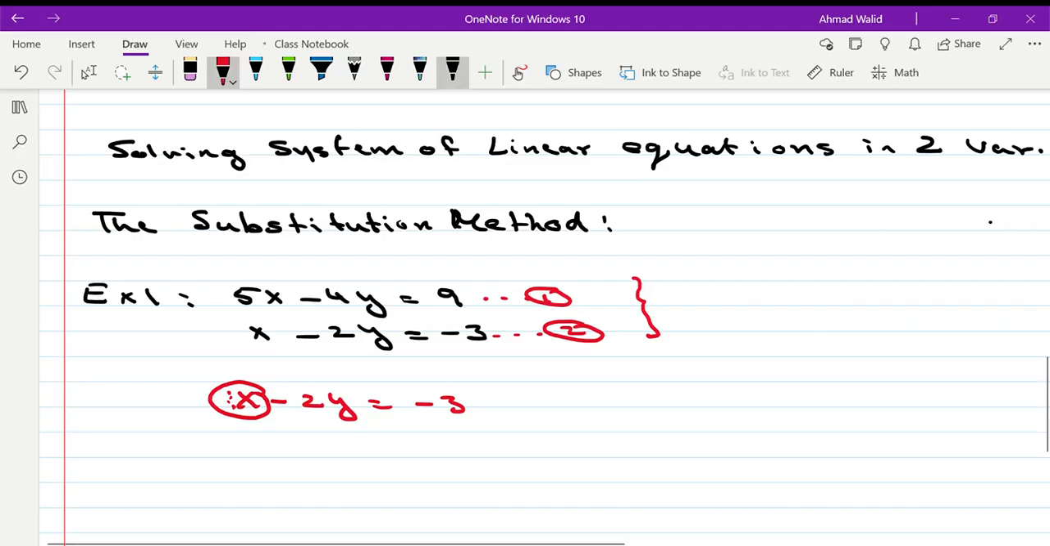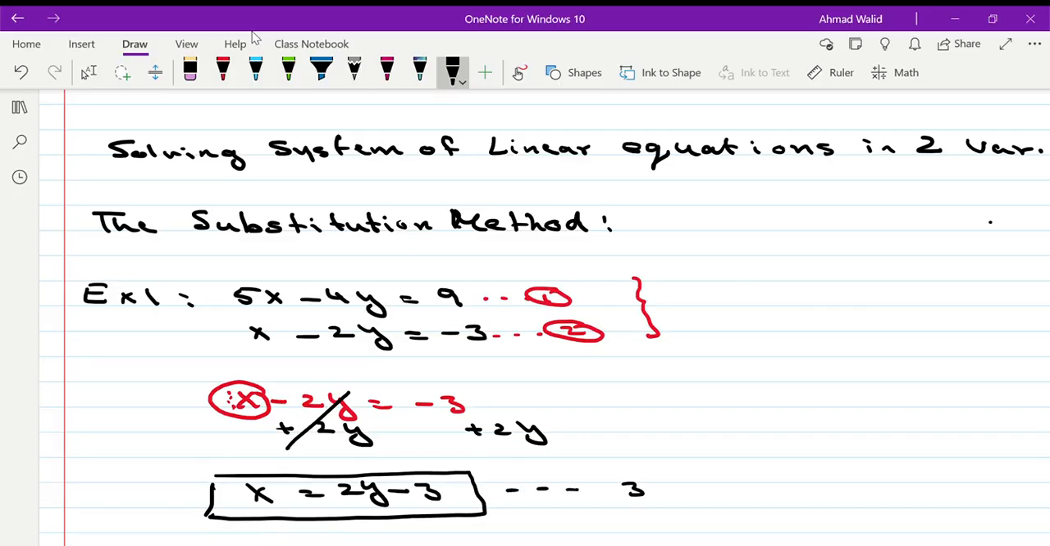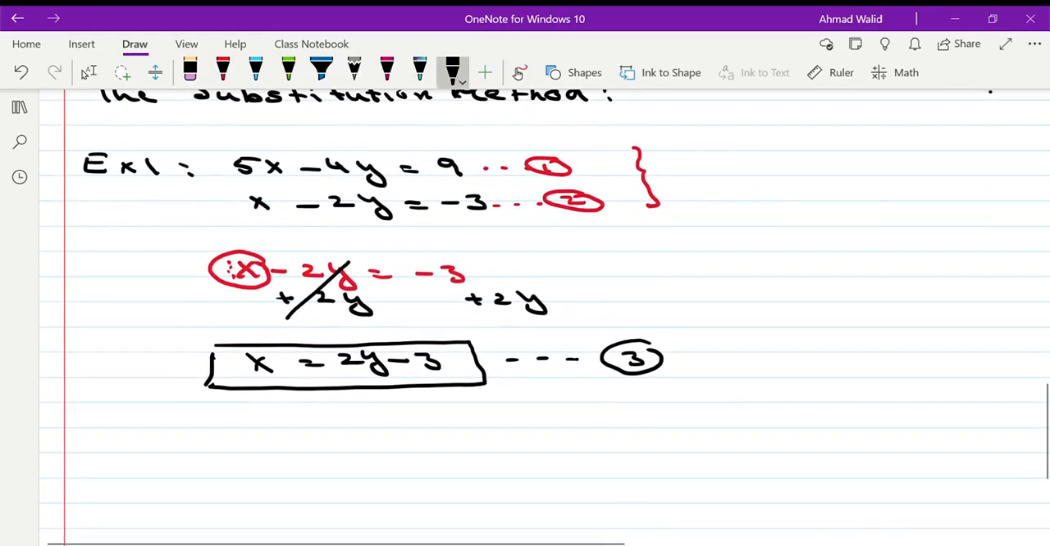We know how to solve. You have to move 2y to the other side, right? Then add 2y to both sides. Then you end up with x equals 2y minus 3. Correct? Keep this equation, for example, name it equation number 3. Now, this is your step 1. In step 2, copy the other equation that you didn't solve. It means in this example, I'll copy equation number 1 here.